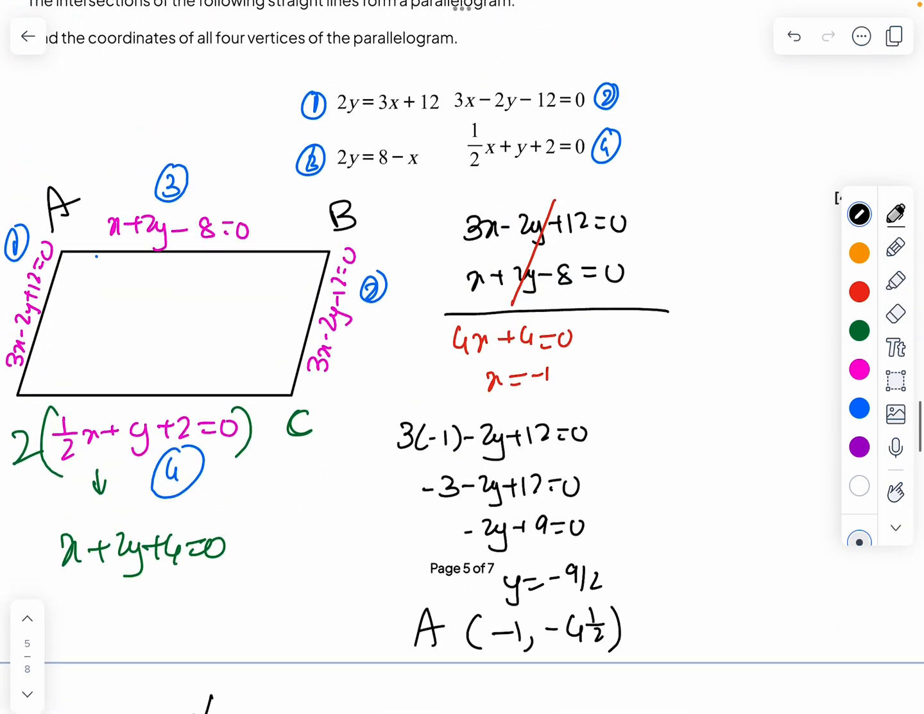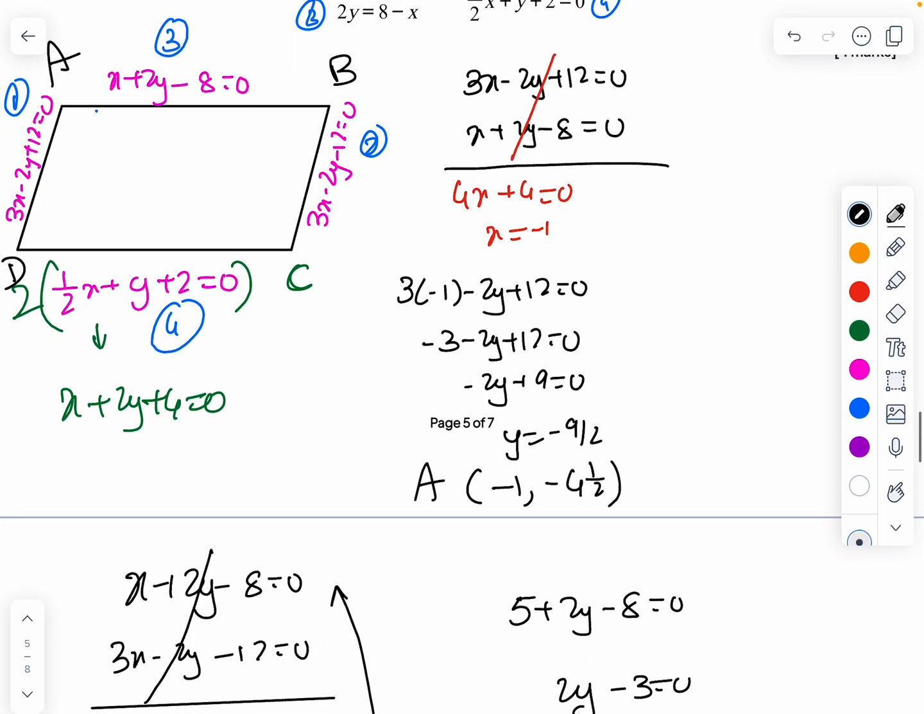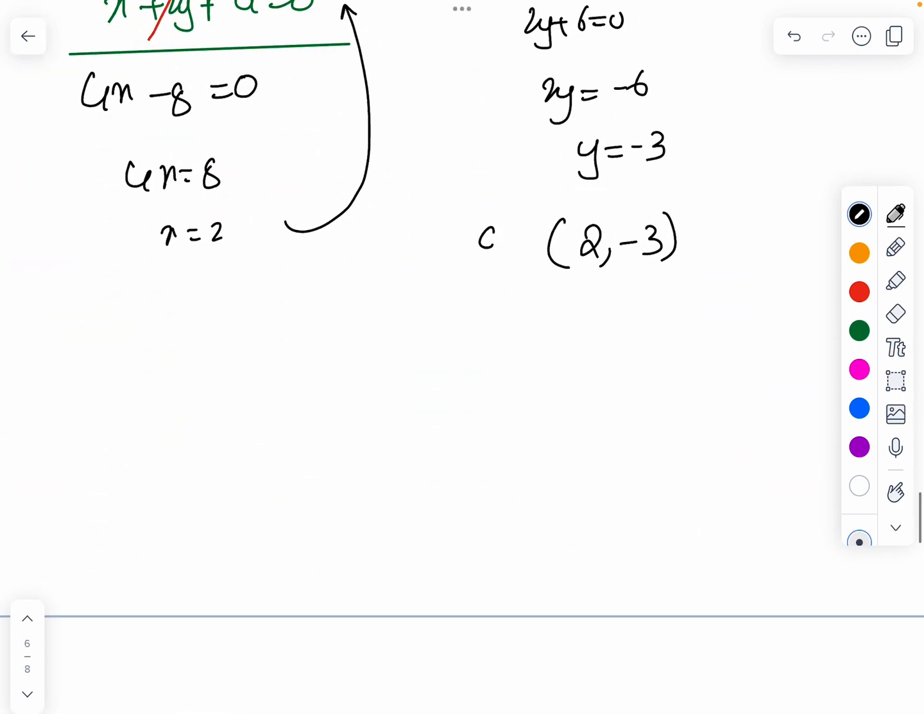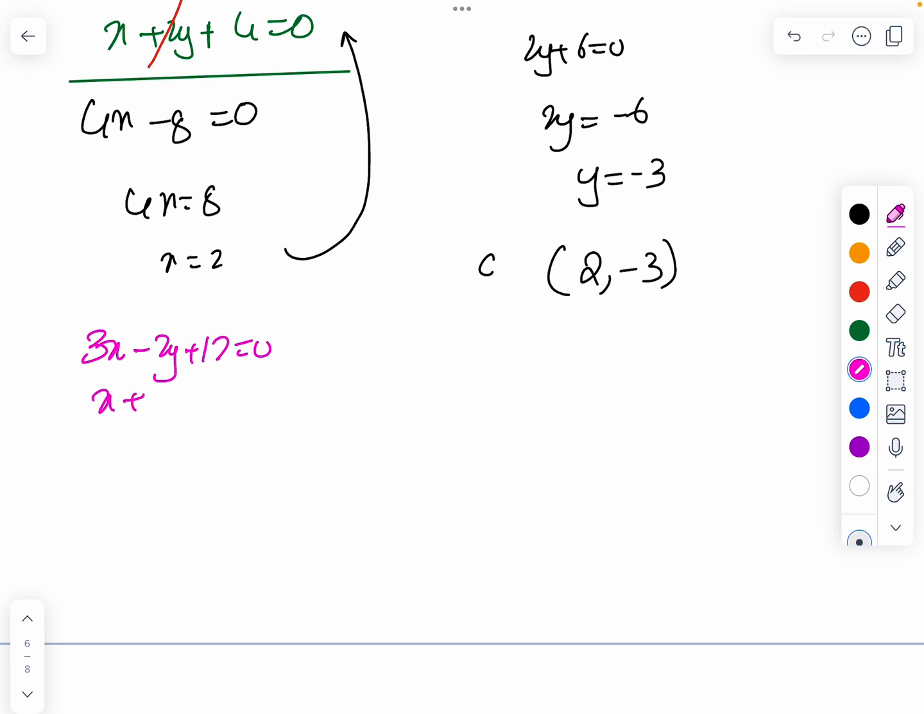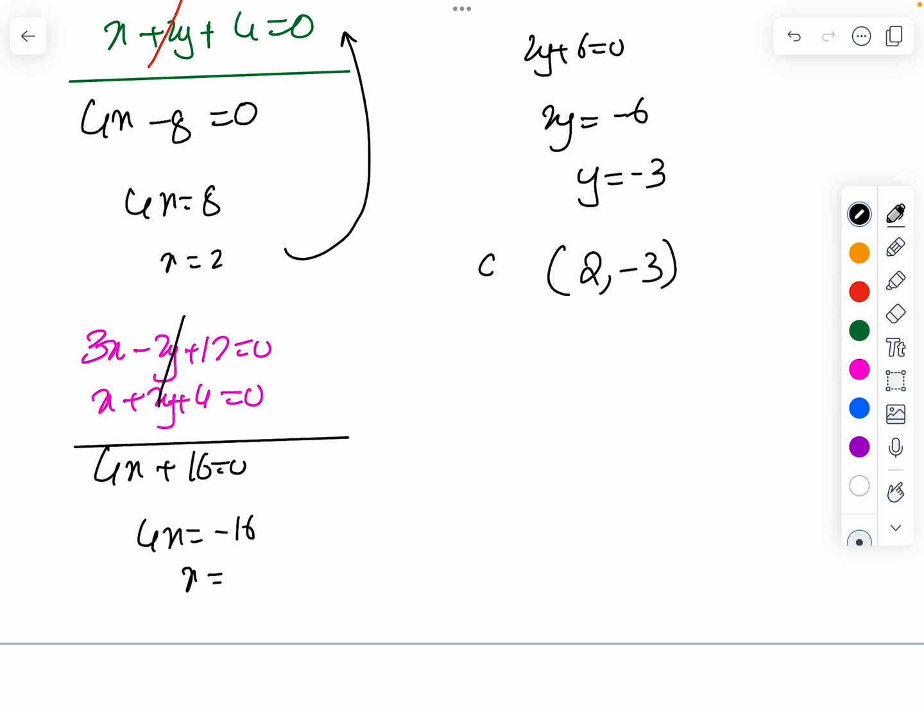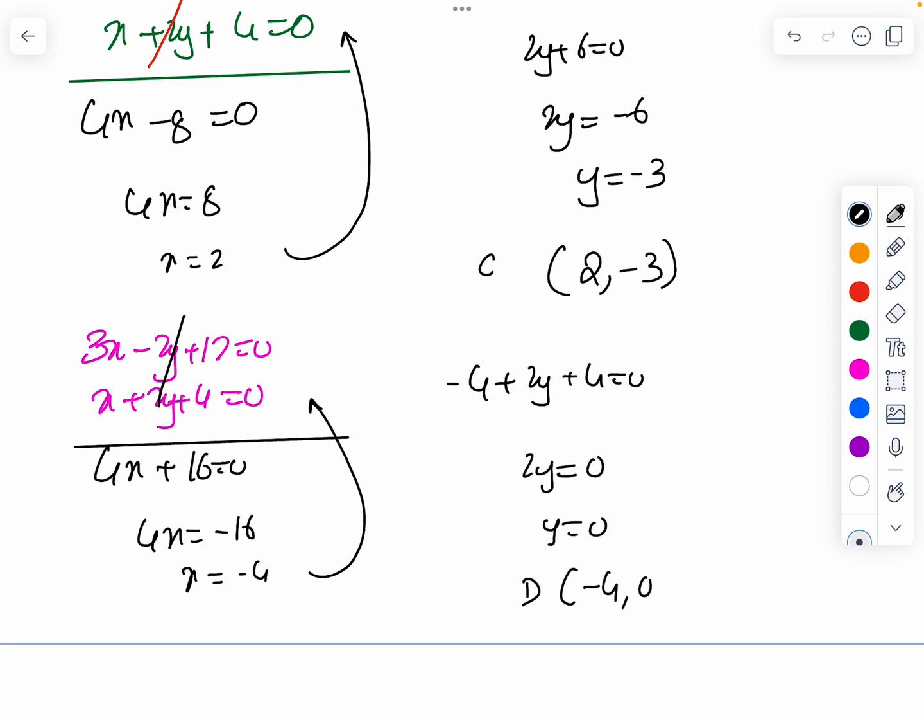Finally point D. I will be taking equations 1 and 4. 3x minus 2y plus 12 equals 0, and x plus 2y plus 4 equals 0. Then the 2y cancels, 4x plus 16 equals 0, 4x equals negative 16, x equals negative 4. Plug in x equals negative 4: 2y equals 0, y equals 0. So point D is (-4, 0).